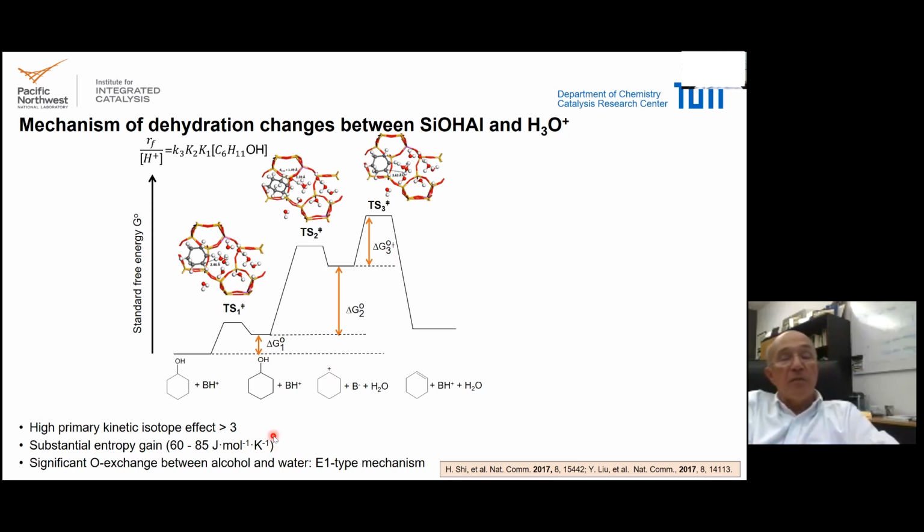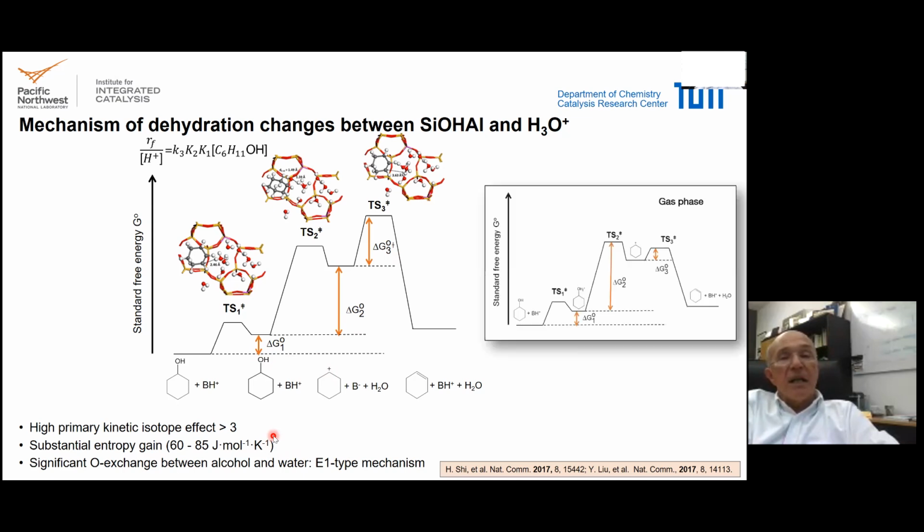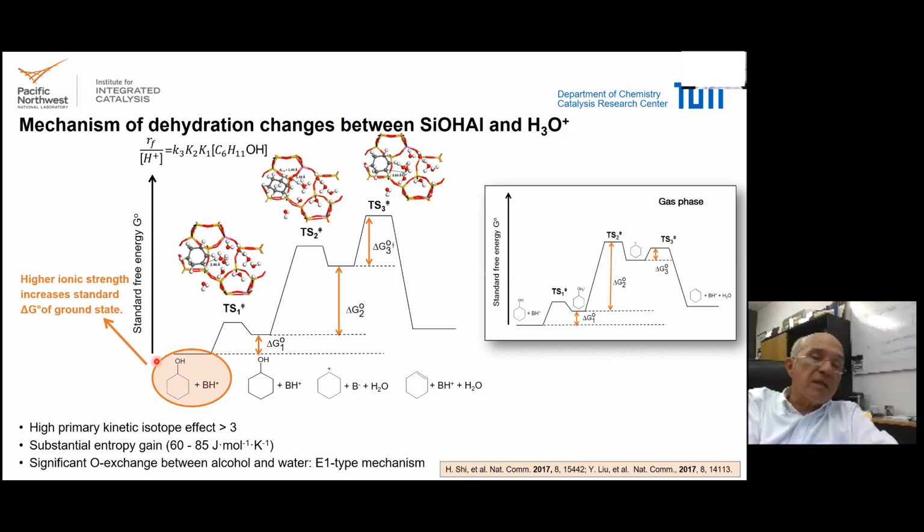This is very different from the gas phase measurements, because in the absence of water, the bond of the proton to the zeolite is much more stable. And this higher stability drags down the last step and makes the cleavage of the carbon-oxygen bond the rate determining step. And therefore, it shows a much lower primary kinetic isotope effect. Now, we want to understand how this higher ionic strength in the ground state impacts the overall catalysis.